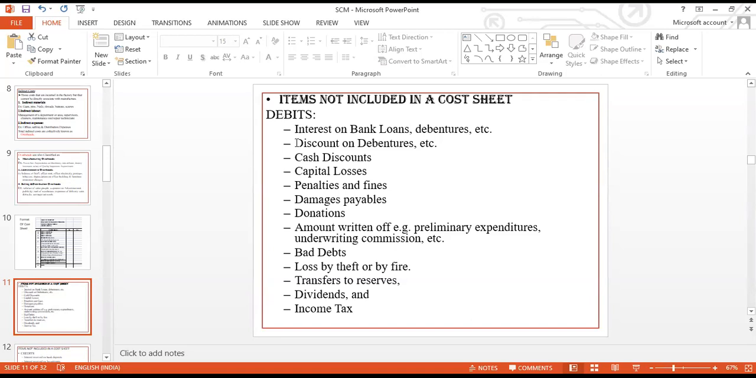Capital losses, penalties, fines, damages, these expenses we should not add in the cost sheet, because these are not product wise. ये product wise नहीं होते, ये process wise नहीं होते, getting this? That's why we should not add these kind of things in the cost sheet.